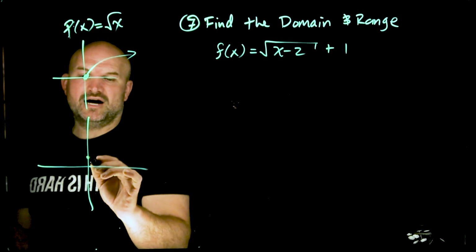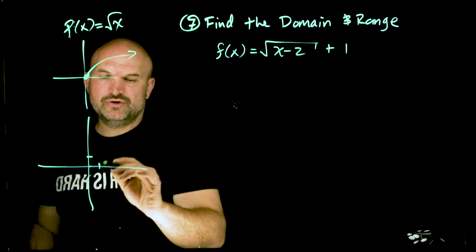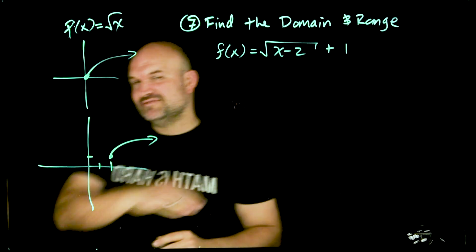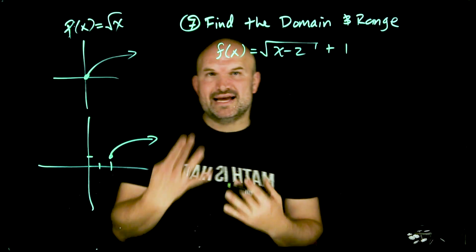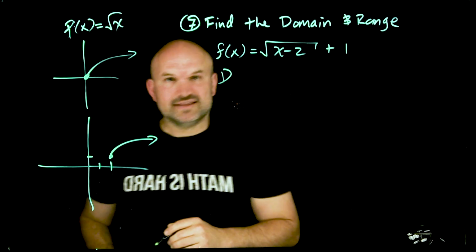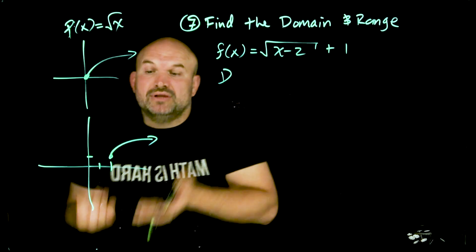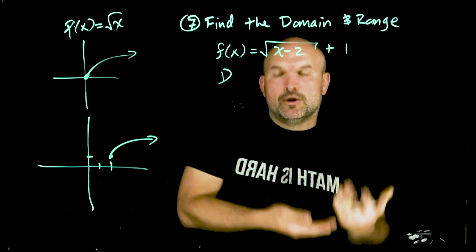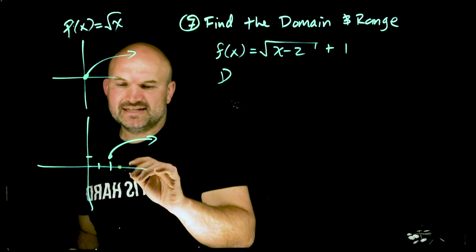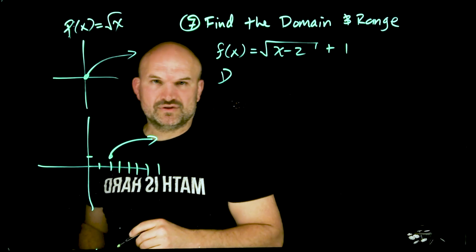I'm going to shift it up 1, and then I'm going to shift it 2 units to the right. Now, the graph is going to look something like this, but let's understand what is representing the domain and the range. Remember, the domain is a set of all x values, all the values that you can plug into the function and get one single output from.